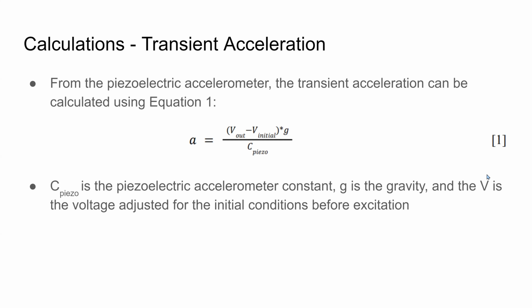So now we have some calculations, and this is for the transient acceleration. From the piezoelectric accelerometer, the transient acceleration can be calculated using the following equation. In this equation, C piezo is the piezoelectric accelerometer constant, G is gravity, and V is the voltage adjusted for initial conditions before excitation.